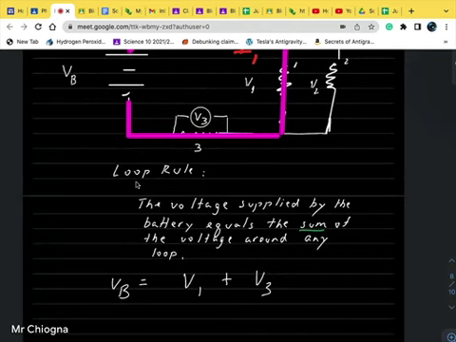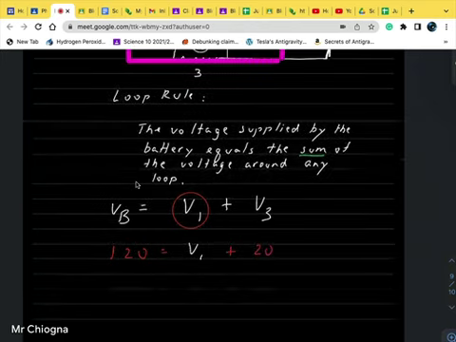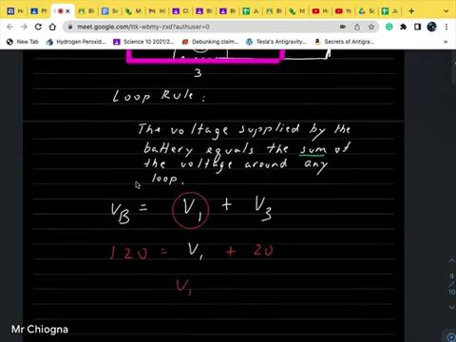So I'm going to make up numbers. Let's say this is 120 volts. Let's say this is 20 volts. Let's say we want to find V1. So VB is 120. V1, we don't know. V3, we know is 20. What's V1? V1 is just 100 volts.